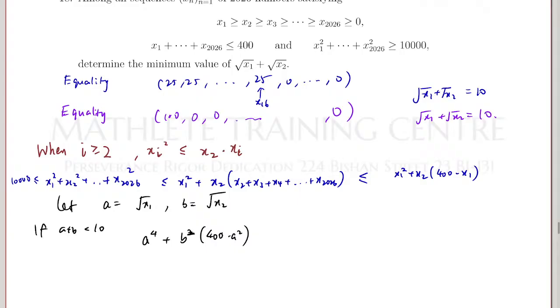And the fact is that this thing here will be strictly less than 10,000 if a plus b is less than 10. How come? So you know that something is true. Okay? You know that a plus b is less than 10, right?